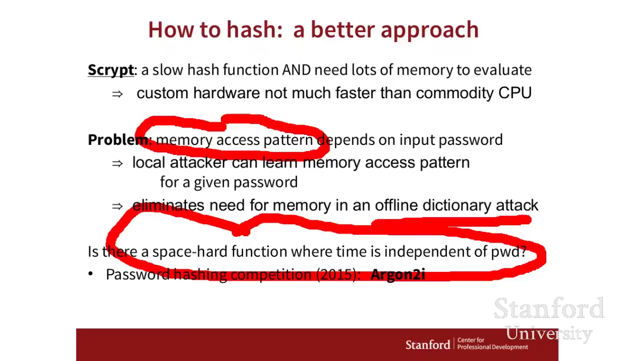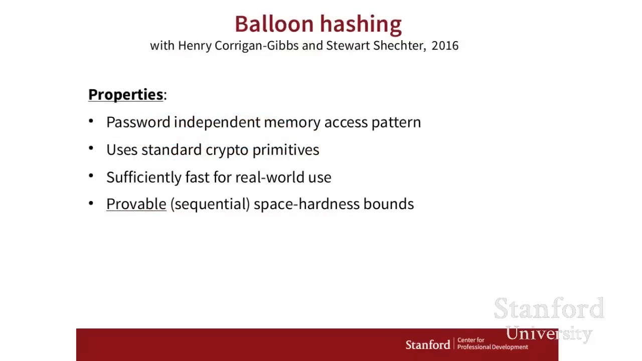And so one of the things we were interested in is, can we come up with a hash function that has the same properties as Argon2i, but actually has a proof that it cannot be evaluated with less memory than what's claimed? The hash function we came up with is called balloon hashing. This is joint work with one of my students, Henry Corrigan-Gibbs, and Stuart Schechter, who is at Microsoft Research. As we said, it has a password-independent, memory-independent access pattern, so you can't do the attack that I just described.